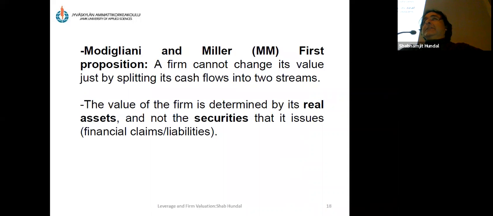So they give this example that financing is like wrapping paper and investing is like the main present. You can generate the value in the eyes of others through the present itself, not through the wrapping paper. So for them, the company's value is increased, is generated through its asset side and never through its liability side. This is their main hypothesis, all right? And we call it the first proposition of the Modigliani and Miller theorem.